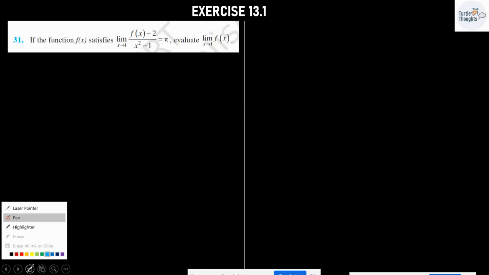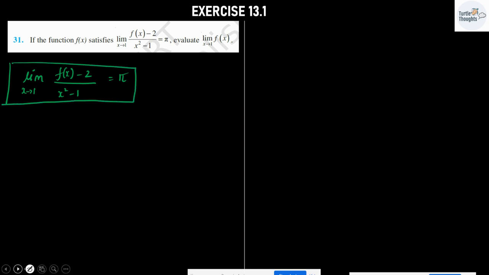I will move on to the next question, which is the 31st one. If the function f of x satisfies the limit of f of x minus 2 divided by x square minus 1 as x tends to 1 is given as pi, we have to evaluate the limit of f of x when x is tending towards 1.